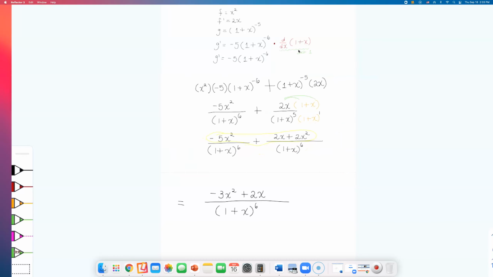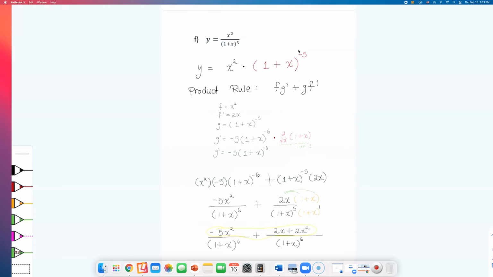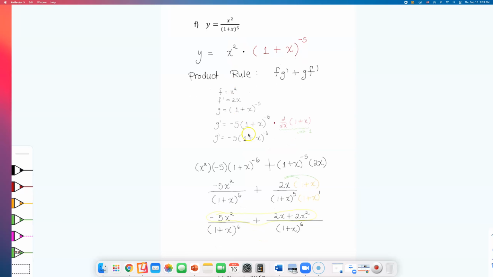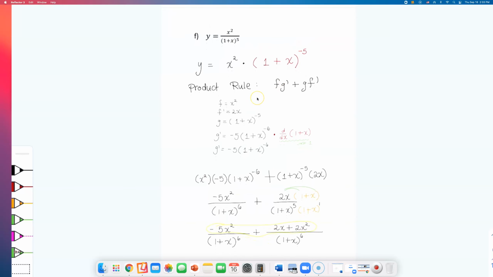But I hope you guys got the big idea of the chain rule and how the product rule was necessary to find the derivative of this. Actually, you know what? The big picture was product rule, right? And then when we were doing this product rule, we had to do a chain rule to find the derivative of the second.